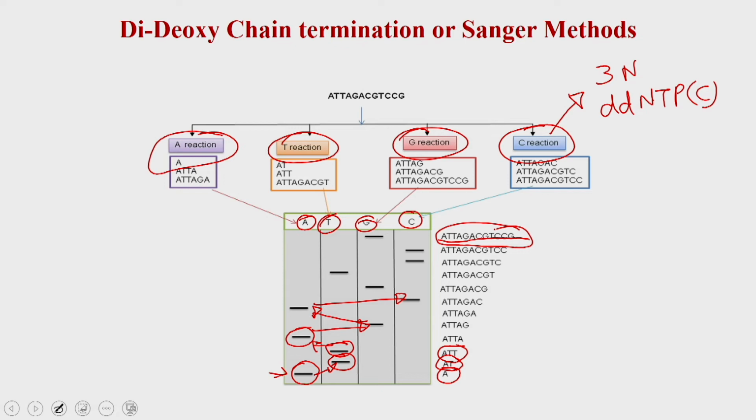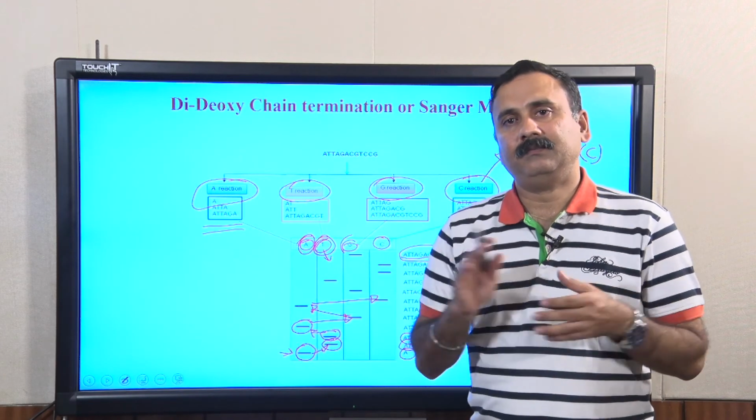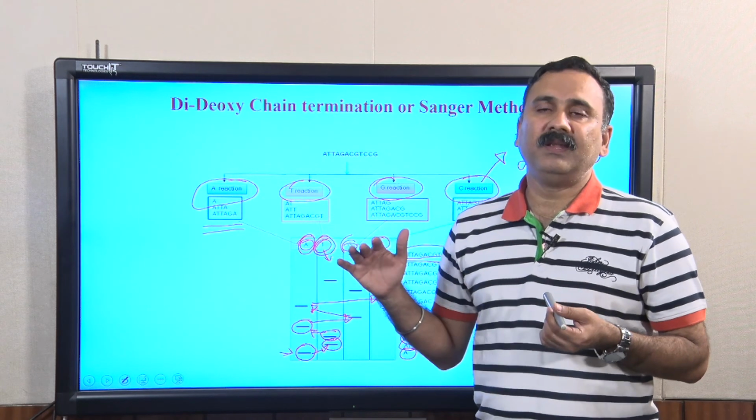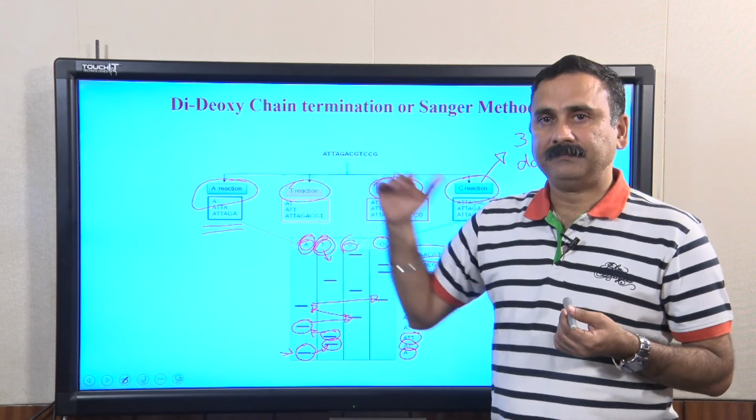So, that is how you can understand this: in the case of A, all the terminations happen on the A, and in the T all the terminations happen on the T. This means the terminal nucleotide is T in the case of the T reaction, and A in the case of the A reaction, and that is what is given here. Okay. So, if you go in the reverse order, you will be able to interpret the sequencing, and you will be able to deduce the complete sequence of the DNA.